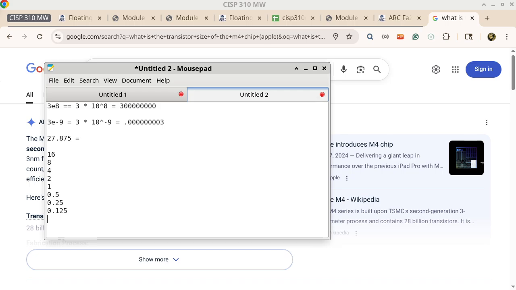When you look at 27.875, I think we got a 16. After the 16, we definitely have an 8. After the 8, we have a 2 and a 1. I'm just double checking my math here. Yep, okay. And then after that, we do have a 0.5 and we have a 0.25. We also have a 0.125. Is that okay?